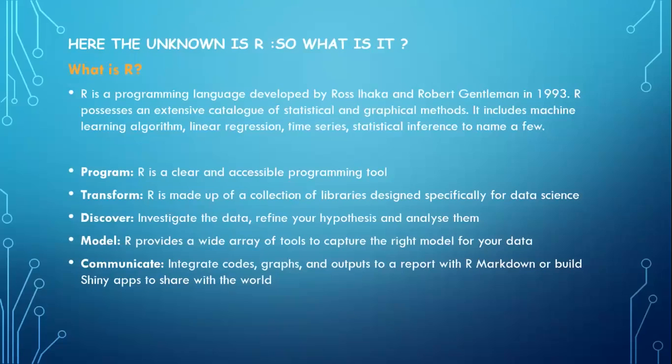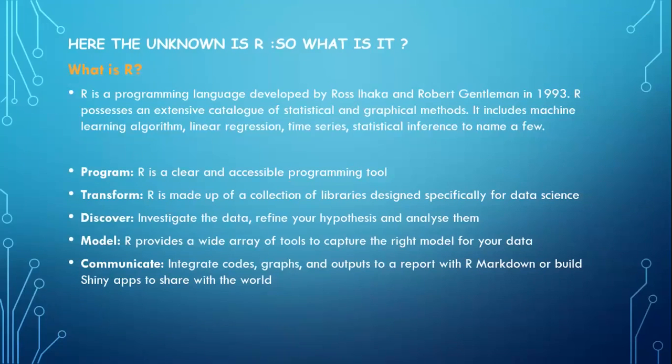For transformation, R is made up of a collection of libraries designed specifically for the data set. It's a packaged program which has different packages and libraries to help you with those algorithms, linear regression and time series. The discover part is to investigate the data, refine your hypothesis, analyze them, and find the insights about it. The model provides a wide array of tools to capture the right model for your data.